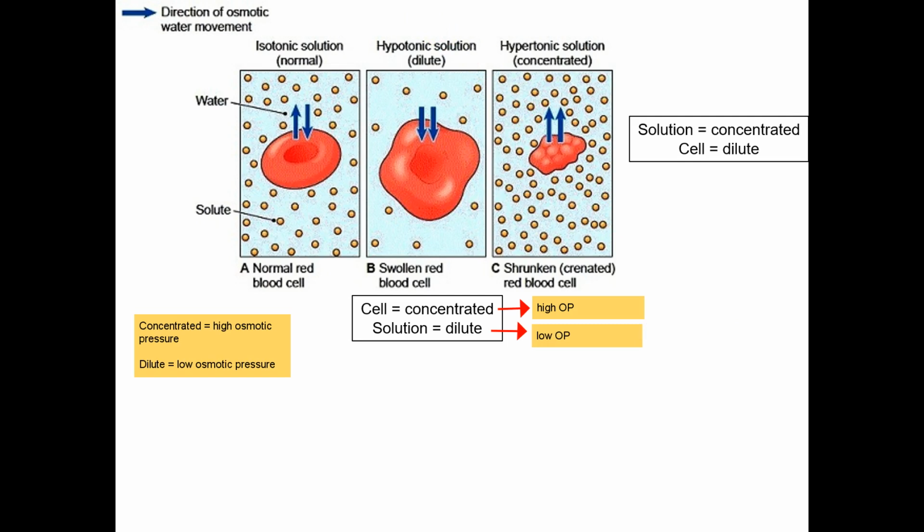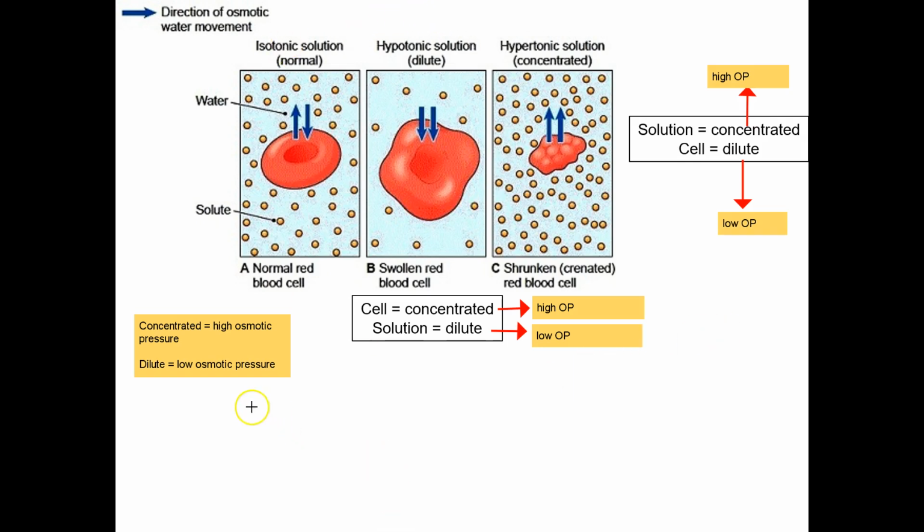And then if we did the same thing for the hypertonic solution, in this case, things are reversed. The solution is concentrated. So that means that the solution now is going to have high osmotic pressure. And the cell is dilute. It has low osmotic pressure. This is where you have to be very, very careful.